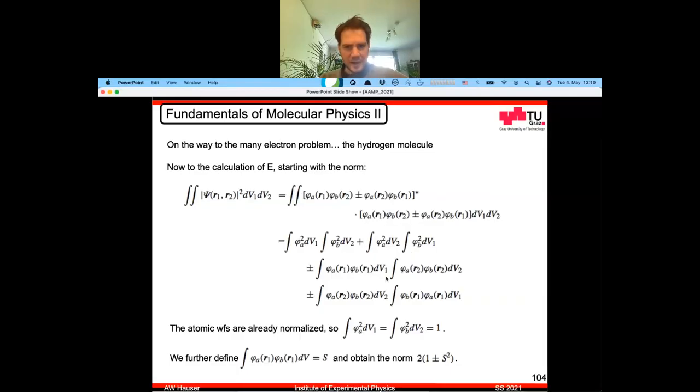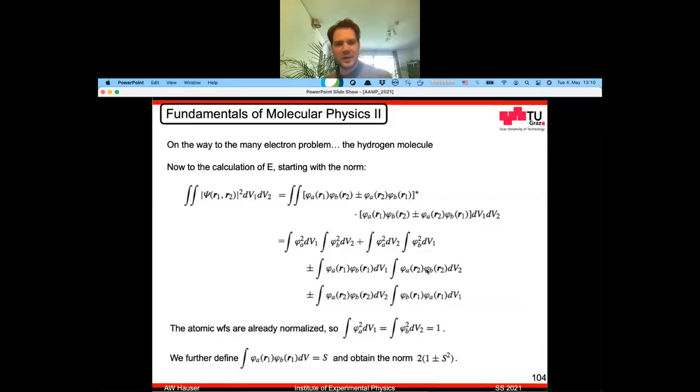And the second type has this sort of a mixed expression in it because we have an integral over the first electron coordinate, but the electron is in A and in B, and the same is true for the integration over the second electron coordinate, where the second electron is also in A and in B, right?